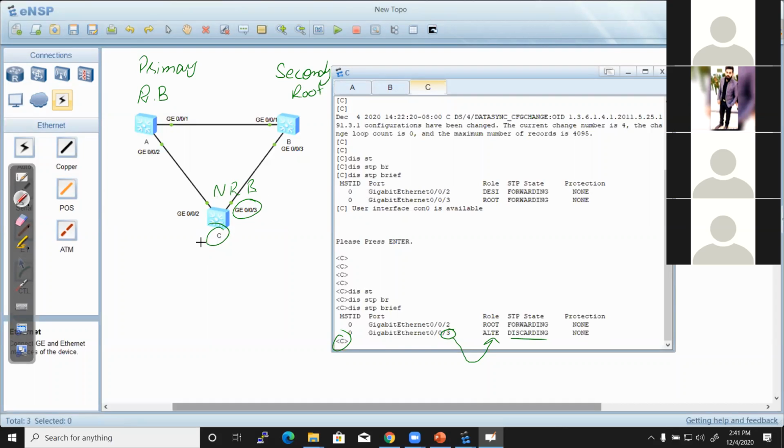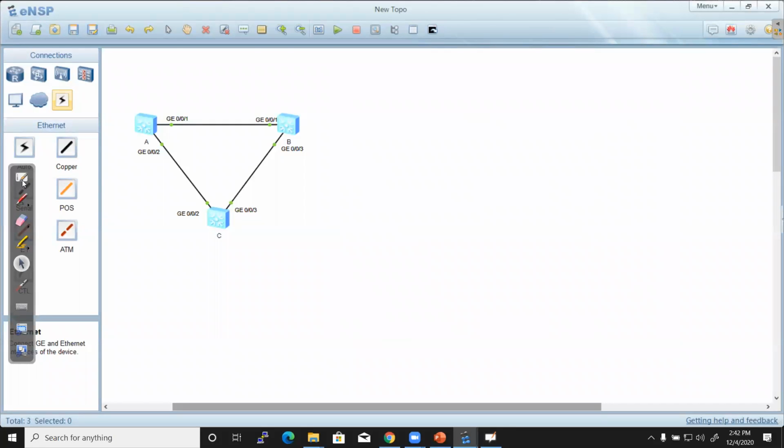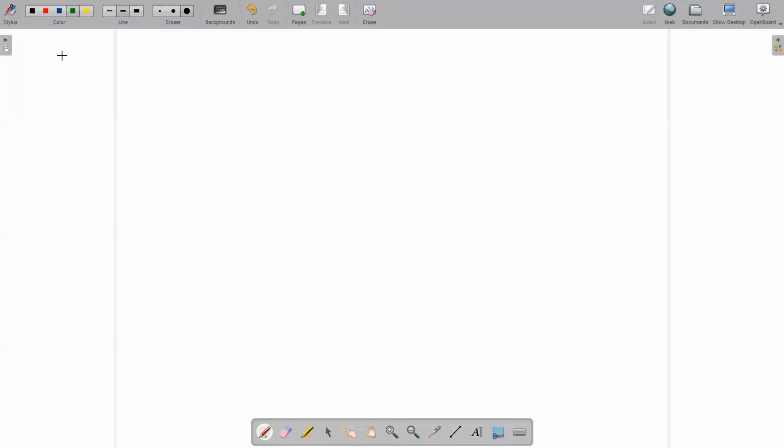Is that clear to everyone? So that's how we play with the priorities. And that was step number 1. Now, then comes step 2.